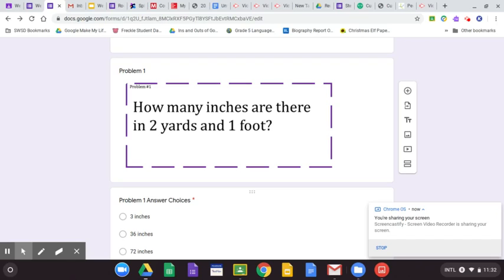All right, I just wanted to go through the Google Forms with you, just because it has a couple of different types of questions. So this first one says, how many inches are there in 2 yards and 1 foot? So you are going to convert the yards into inches, and then you're going to convert the foot into inches too. And then you're going to add the two of them together to figure out what the total is, because it says the word and.